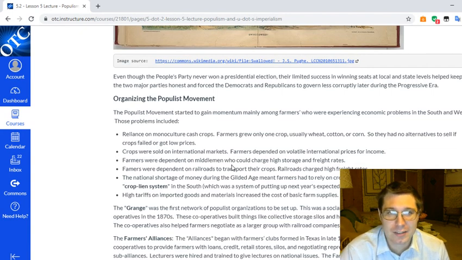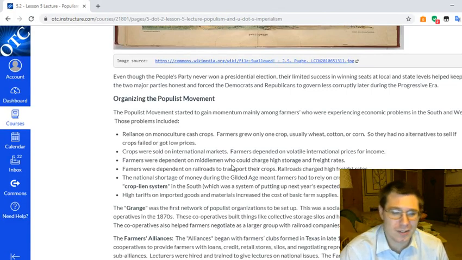And in the South, they oftentimes went into debt under what was called the crop lien system, which was a system of putting up next year's expected harvest as collateral for a loan. And these tended to have very high interest rates as well. And also, high tariffs on imported goods and materials increased the cost of basic farm supplies for farmers.